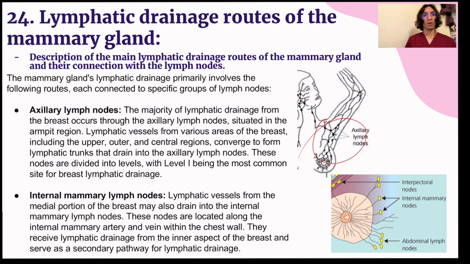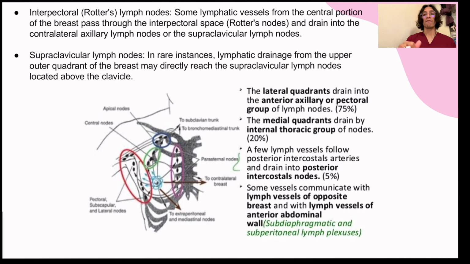Internal mammary lymph nodes. Lymphatic vessels from the medial portion of the breast may also drain into the internal mammary lymph nodes. These nodes are located along the internal mammary artery and vein within the chest wall. They receive lymphatic drainage from the inner aspect of the breast and serve as a secondary pathway for lymphatic drainage. Interpectoral route, interpectoral lymph nodes.